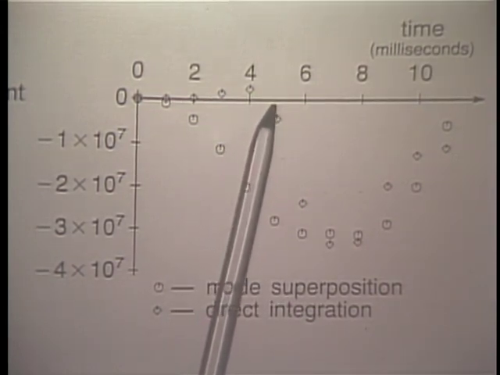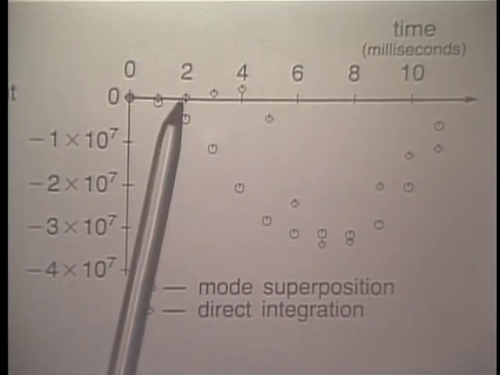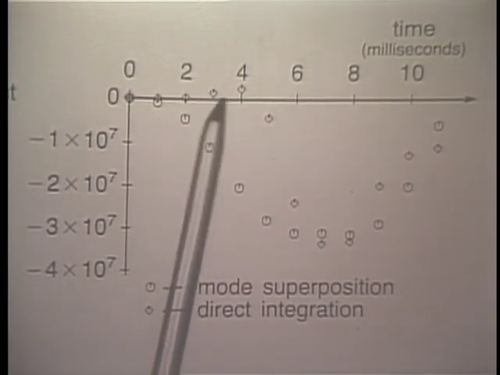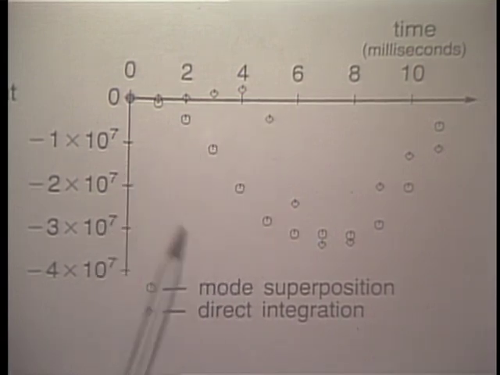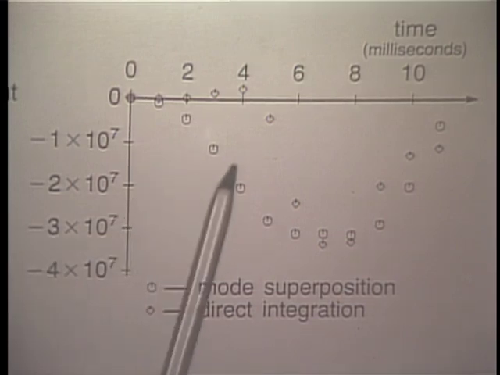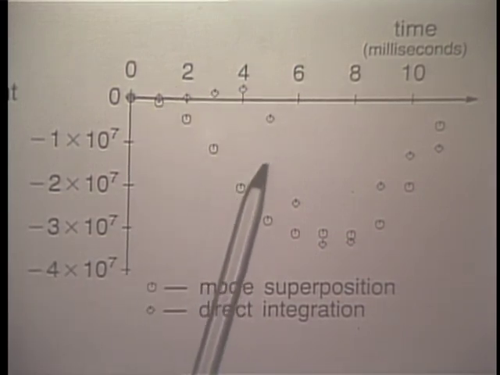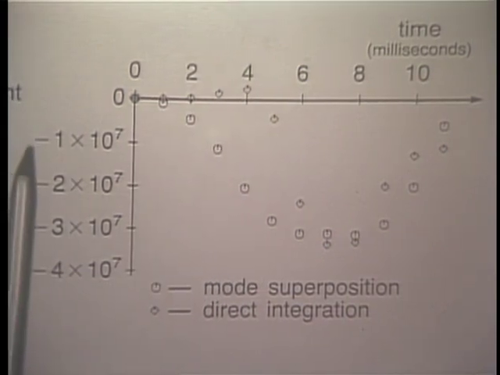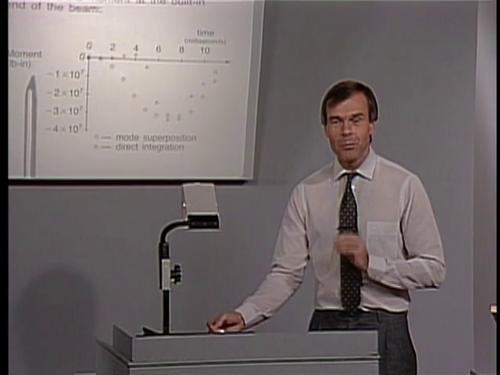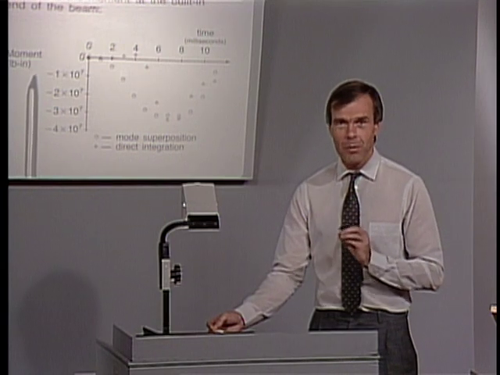However, if we look at what happened at earlier times, we see that there is a large difference between the results obtained using the mode superposition solution and the direct integration solution. The reason is that the response here at earlier times is very complex, and the mode superposition solution cannot pick that complex response up very well.